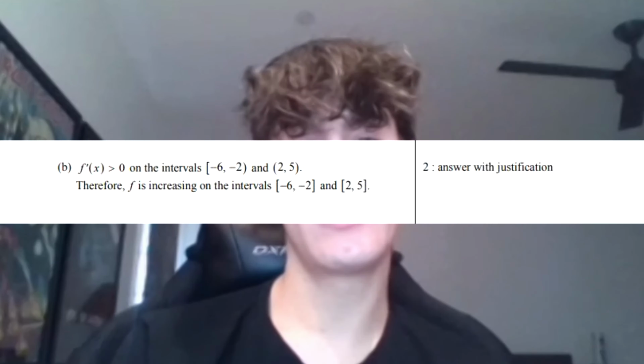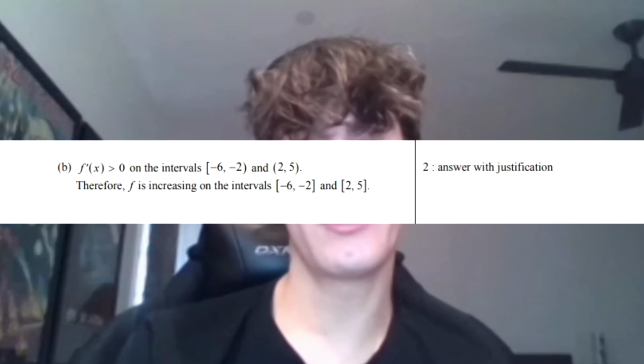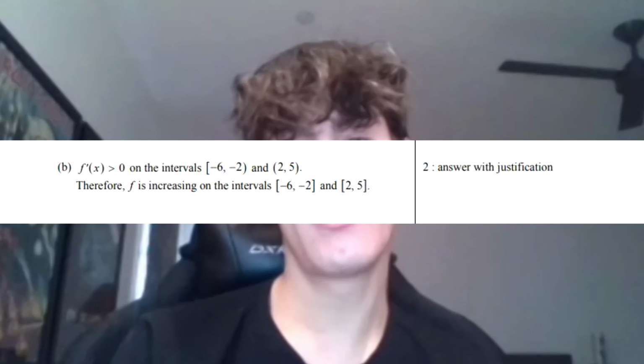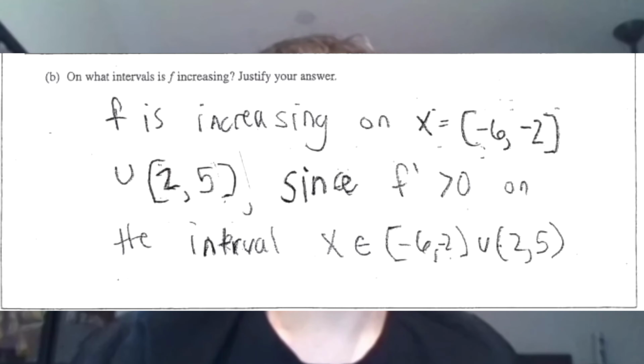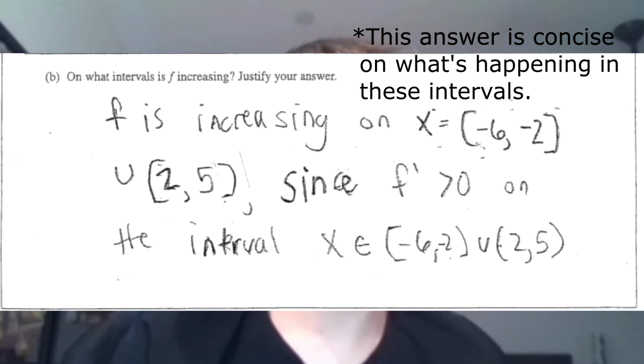So the scoring for this question is pretty simple. There's only 2 points and you have to earn them together, and they're awarded if you provide an explanation with the right justification. A mistake that people usually make when they answer this question is not explaining that f prime of x is greater than 0 on the intervals of -6 to -2 and 2 to 5. Just stating that f prime of x is greater than 0 isn't actually enough to earn full credit.